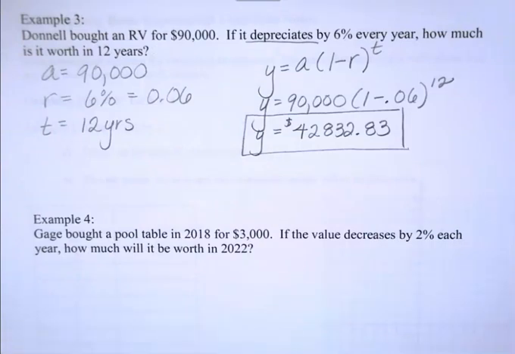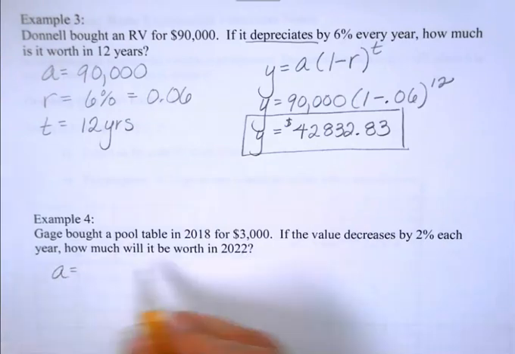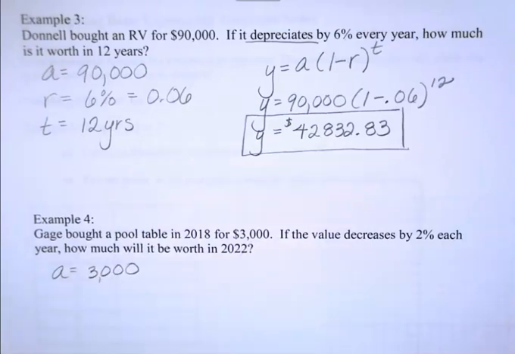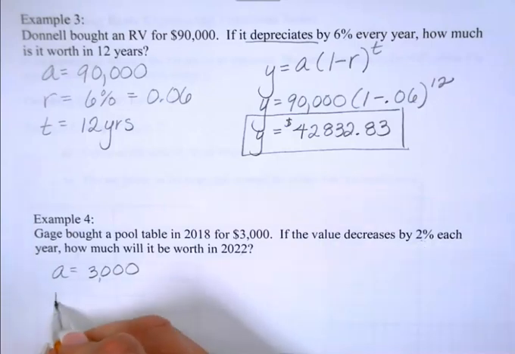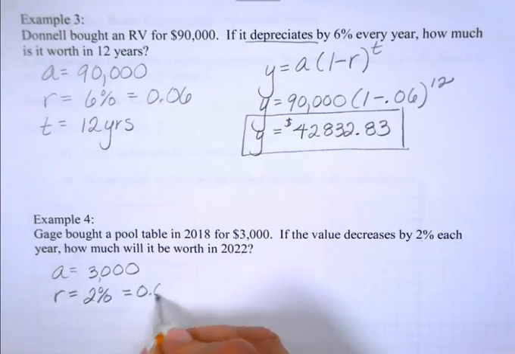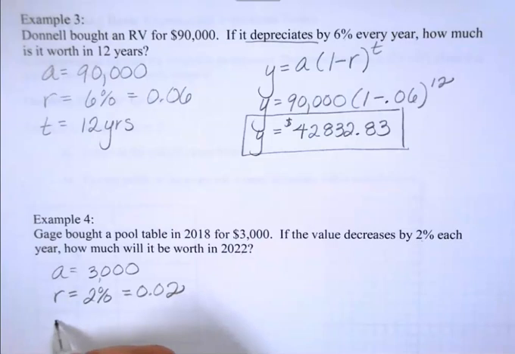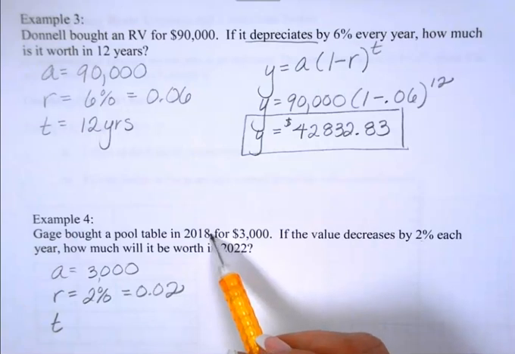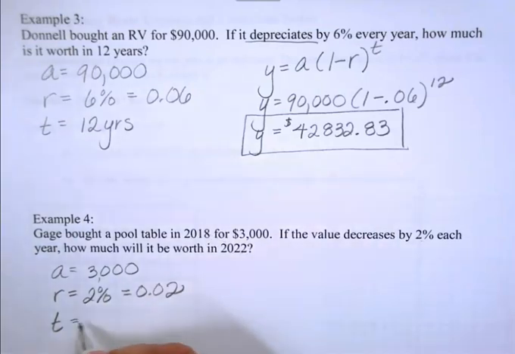On example 4, Gage bought a pool table in 2018 for $3,000. If the value decreases by 2% each year, how much will it be worth in 2022? So we have our initial amount was $3,000. And I have it's decreasing, so R is 2%. As a decimal, that's 0.02. And my time in this case, they didn't give us the T, but they gave us the information to find it. From 2018 to 2022, that would be 4 years.